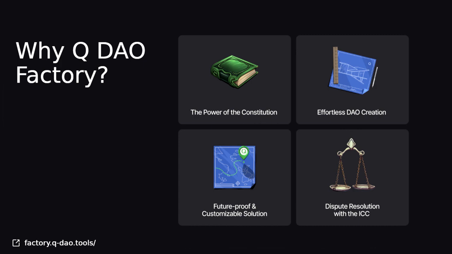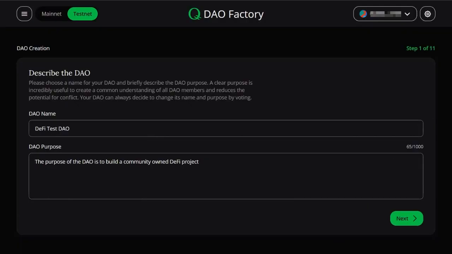First of all, go to factory.q-dao.tools. This will bring you to this landing page. On the first page, you can set a name for your DAO and describe the purpose of your DAO. In our example, we want to create a community-owned DeFi project. But no matter the use case, you can build anything you want with Q DAO Factory. After you have filled out both boxes, you can click on Next to get to the next page.